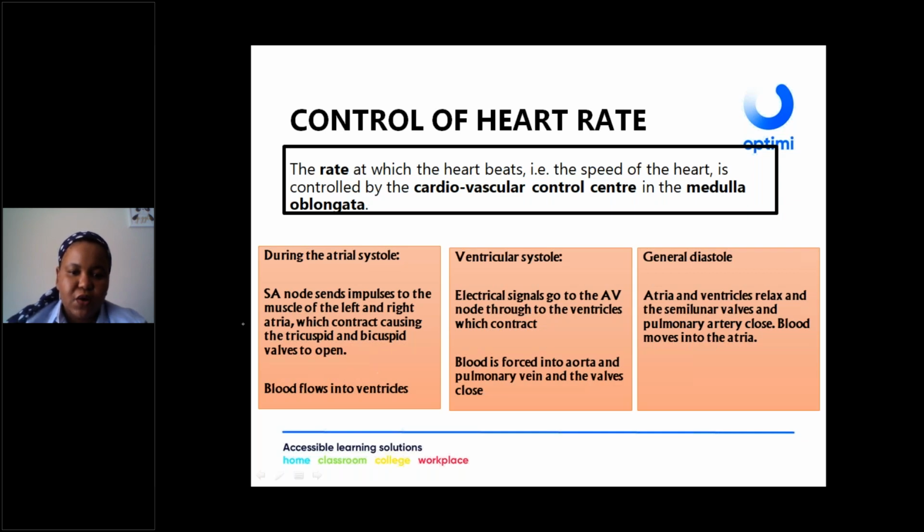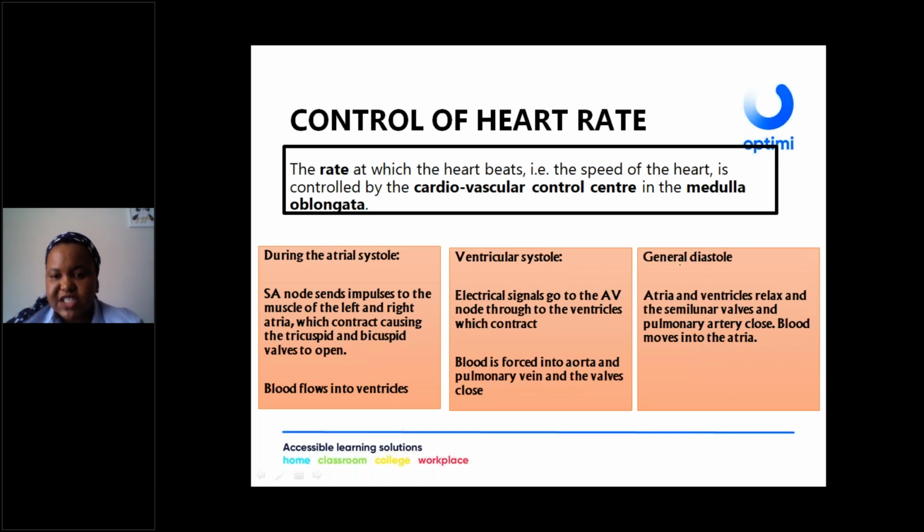We have looked at this, but we're going to go through them again. During the atrial systole, the SA node sends impulses to the muscles of the atria, telling them to contract, and this causes the tricuspid valve to open, and then blood will flow into the ventricles. During ventricular systole, the electrical signals go to the AV node, causing the ventricle to contract, and then the blood will be forced into the pulmonary artery.